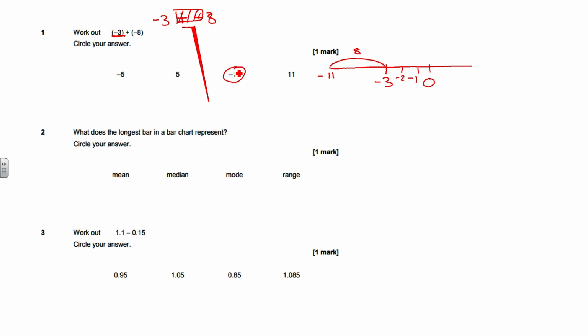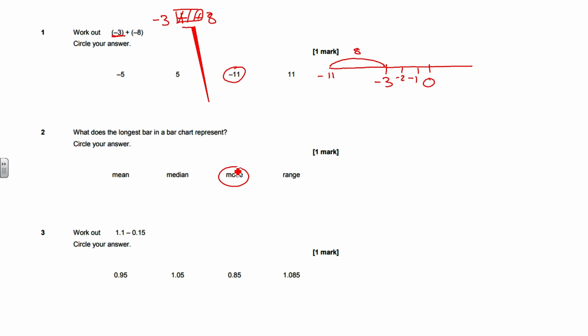Right, question 2. Confused a lot of my students in lesson this. What does the longest bar in a bar chart represent? Well, the longest bar in a bar chart, is it the mean? Does it show me what all the numbers added up together and divided? No, it doesn't make sense. Does it show me the number that's in the middle? Possibly, but not always. Does it show me the most popular number or the most popular thing? You know it does. So the only one which really makes sense there is the mode.